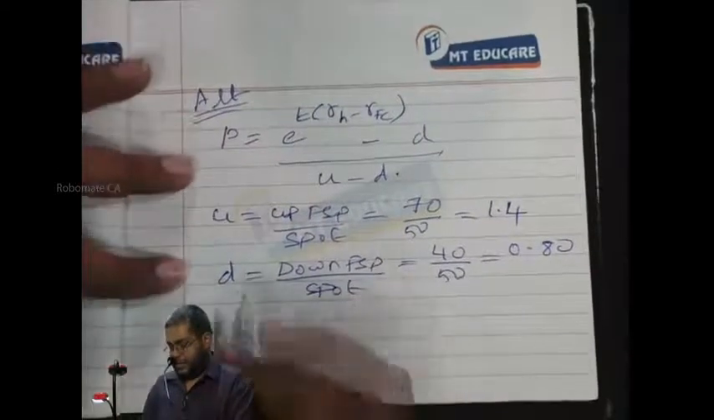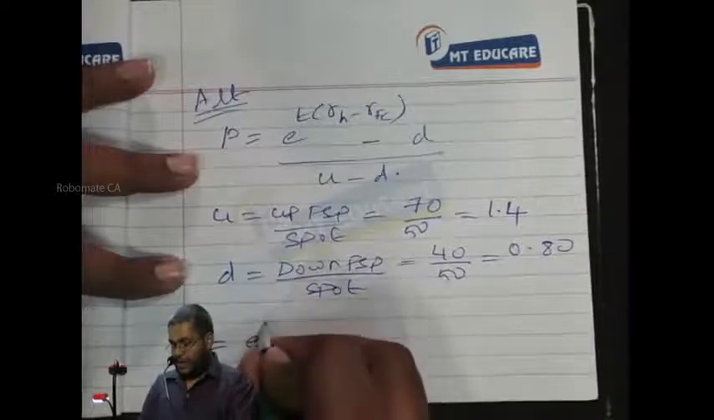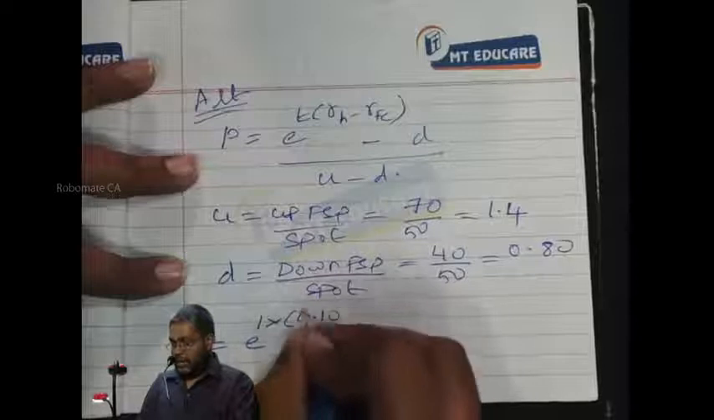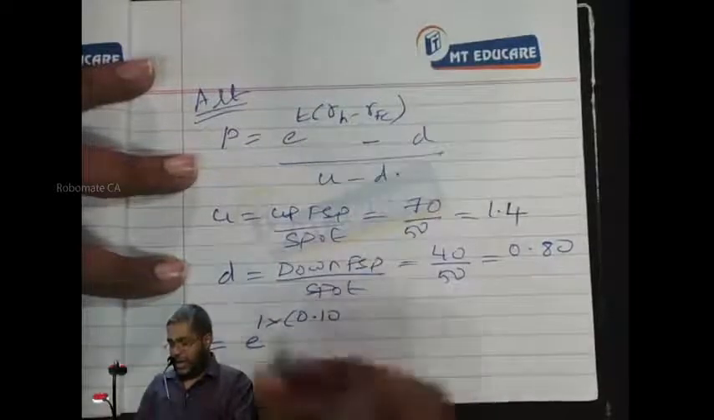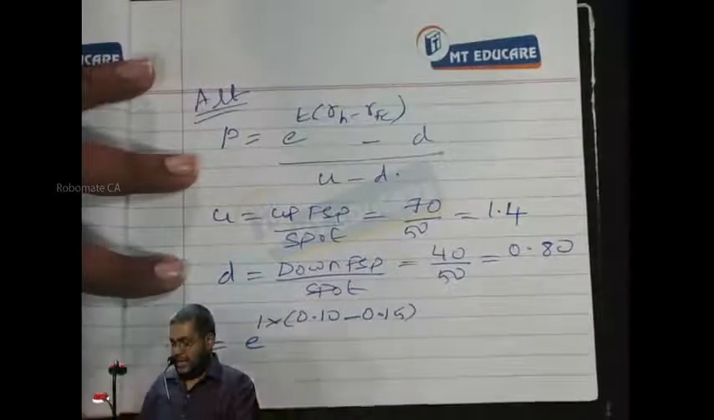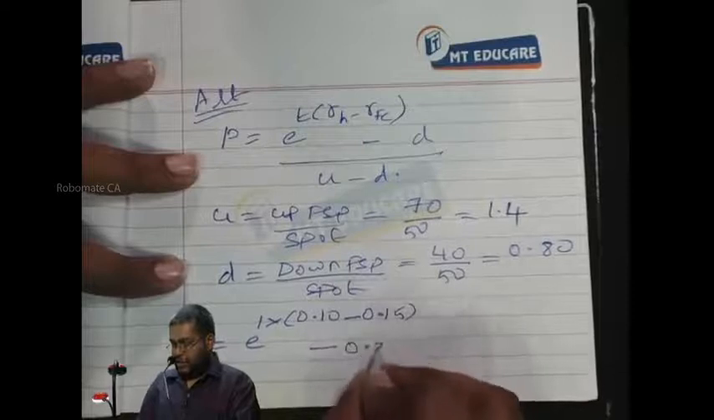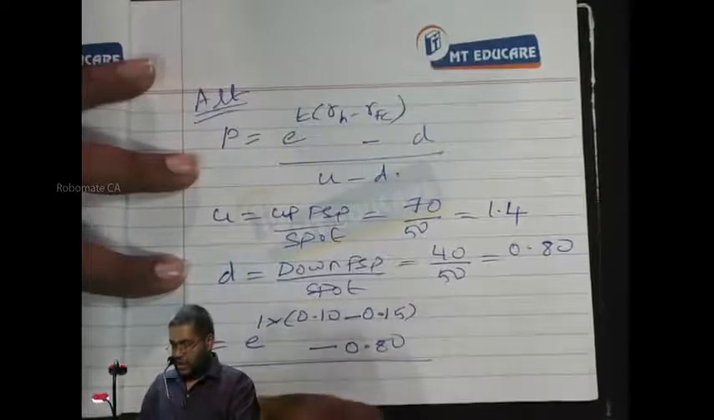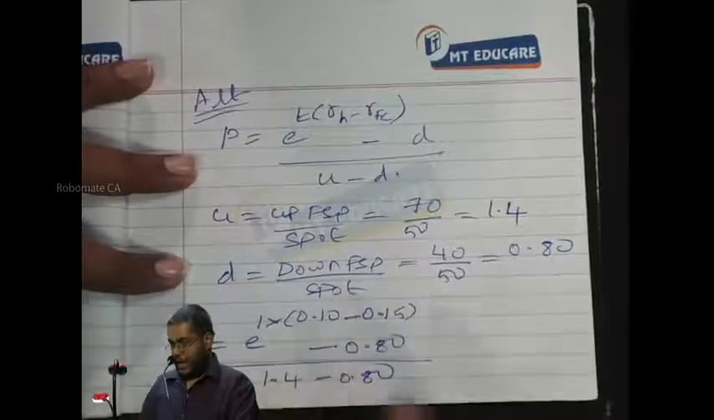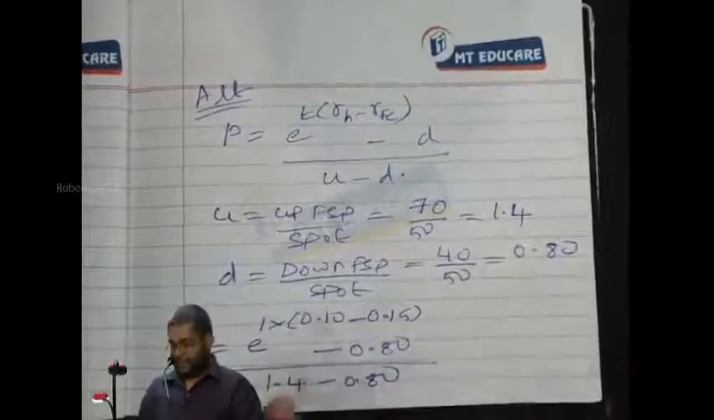Can I proceed? P is equal to e power T, which is 1 year into 0.10, the home currency interest rate of 10%, minus 0.15, the foreign currency interest rate. Minus D, which is 0.80, divided by U minus D, which is 1.4 minus 0.8. Everybody understood or not?